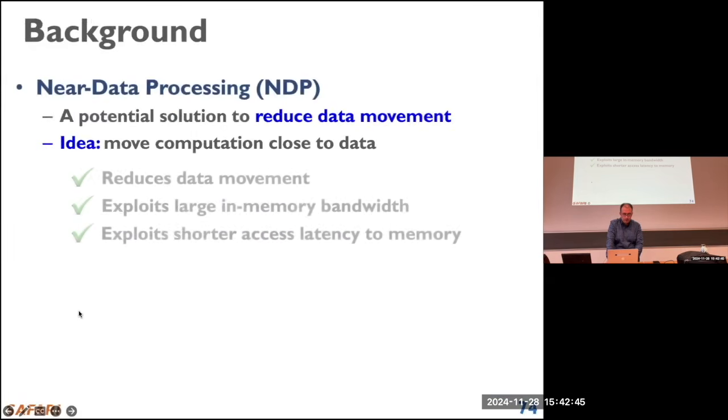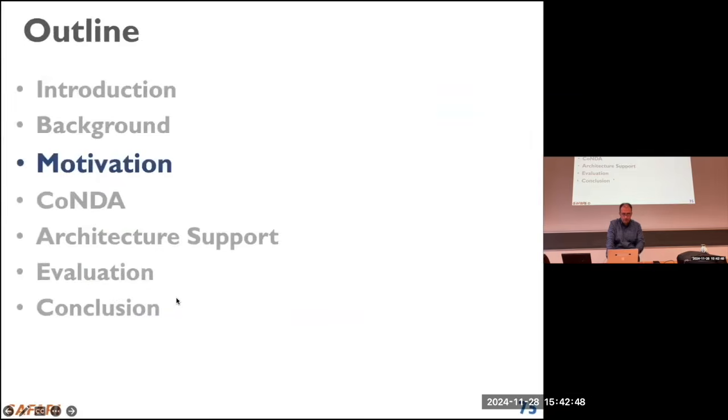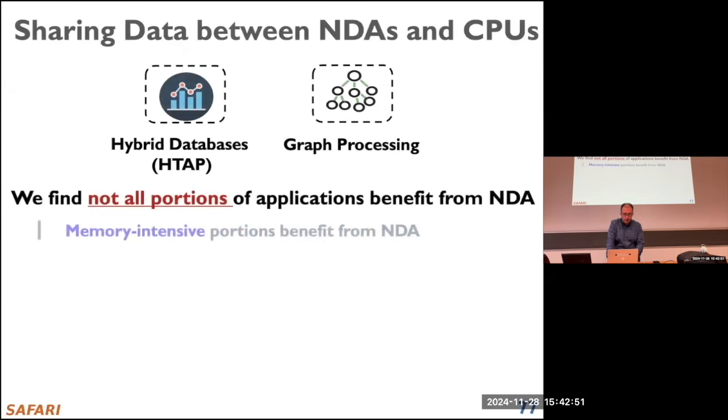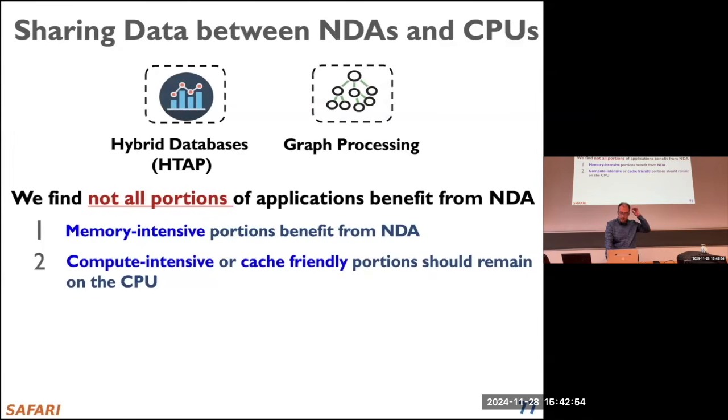Okay, so let me provide some more background. So NDP, you know, I'm not going to talk about it. So these are the applications that we look into. For example, here in different domains, hybrid databases and graph processing. So we find not all portions of applications benefit from NDA, meaning that these applications have memory intensive and compute intensive or cache friendly portions, meaning that you need to use both NDA or processing near memory engines and also your CPU at the same time, right? Because you don't offload the whole application to either of these engines, essentially.